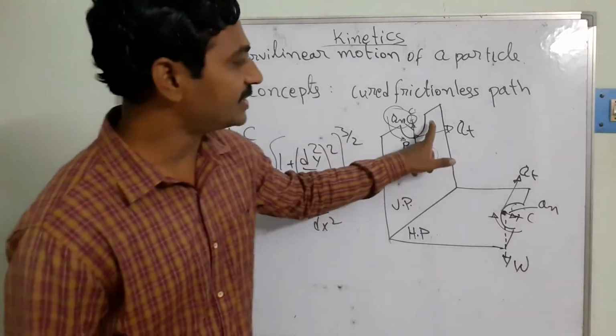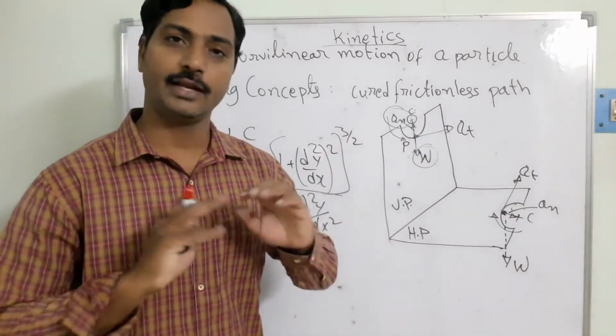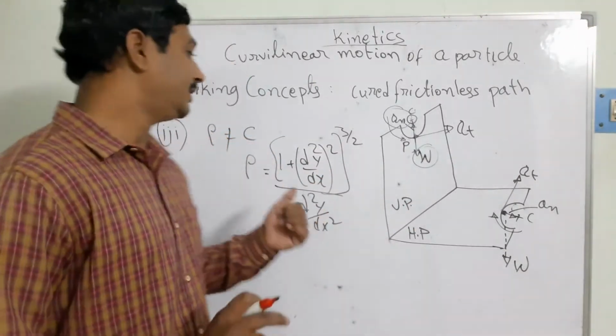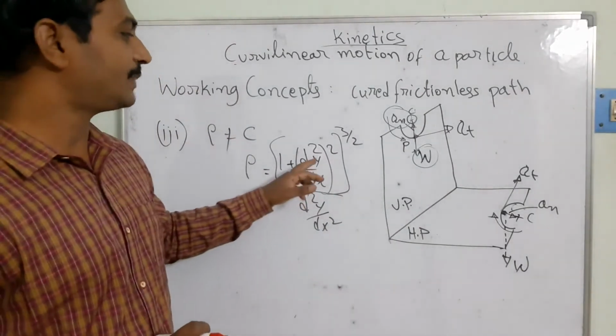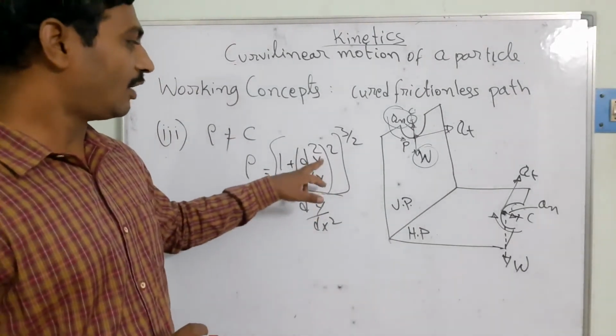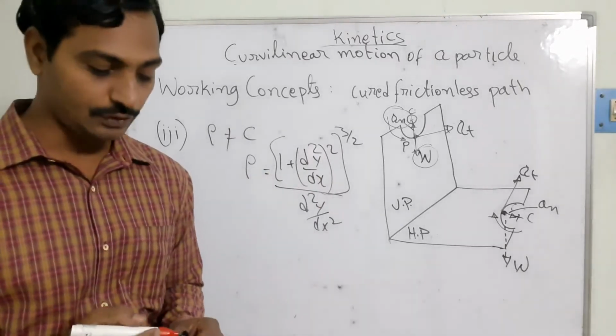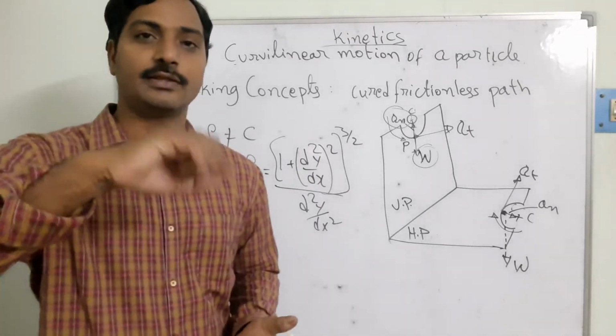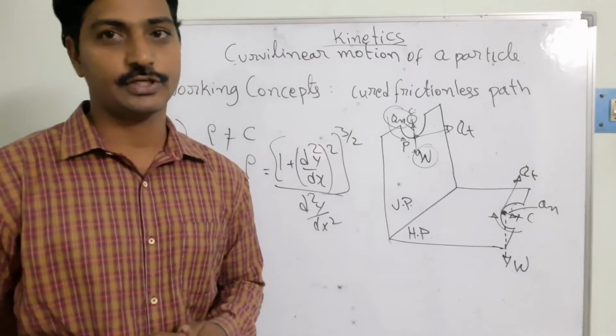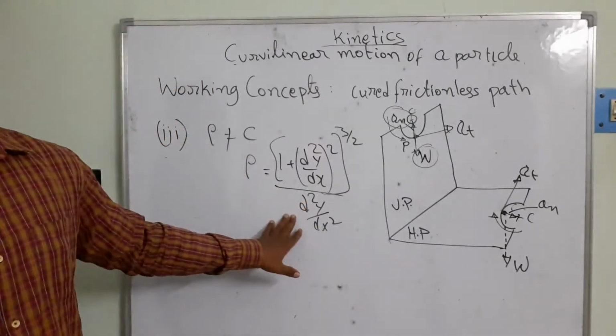If the radius of the curvature is constant, there is no problem, directly we can take it. But when it is changing with respect to x, or the y component is changing with respect to x, it means that the curved path radius is not constant. By that, we can use these equations to find it out.